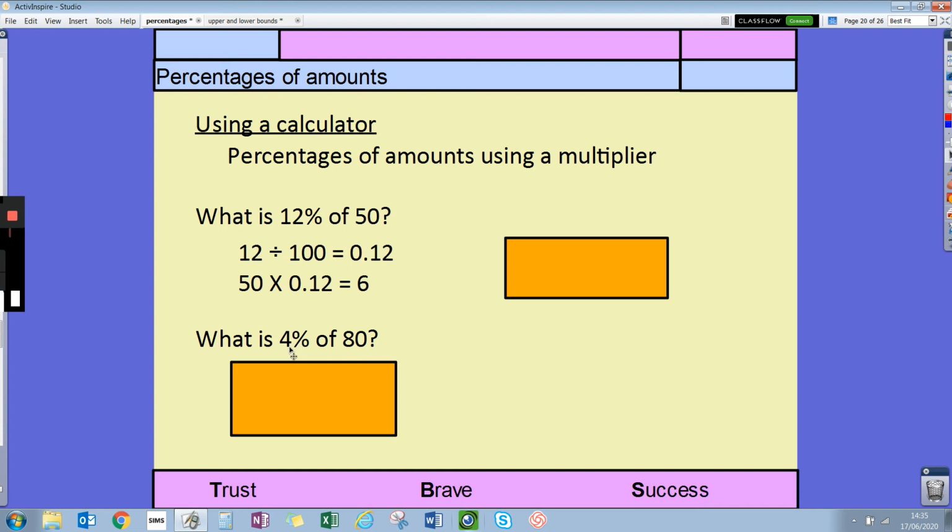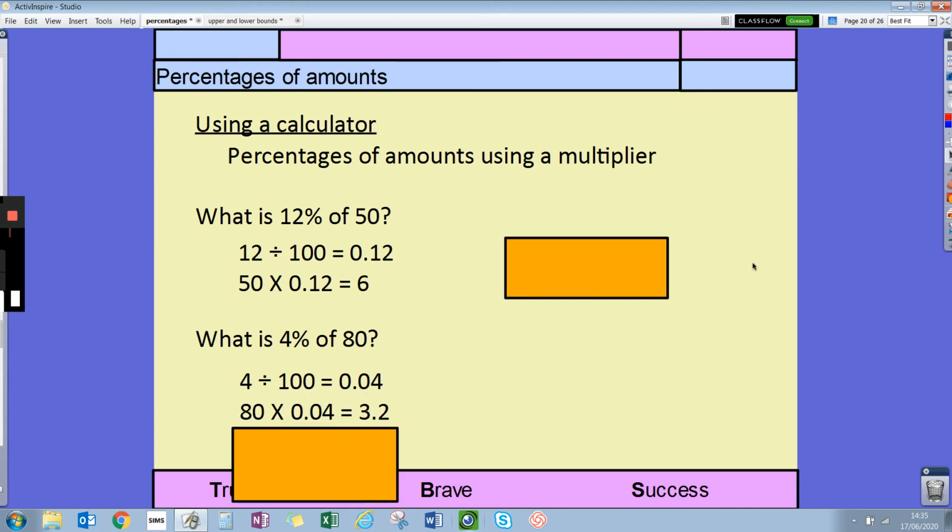So then this one here, we're going to divide by 100 to get the multiplier. 4%, divide by 100, 0.04. Then, to find 4% of 80, we're going to multiply our 80 by 0.04, which is 3.2.